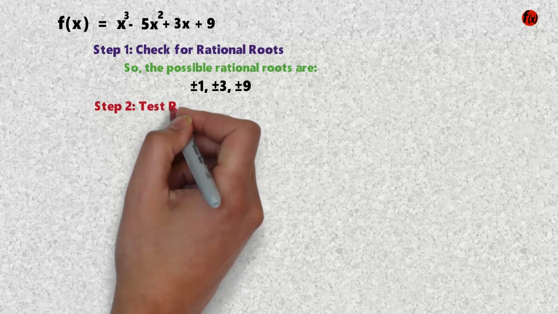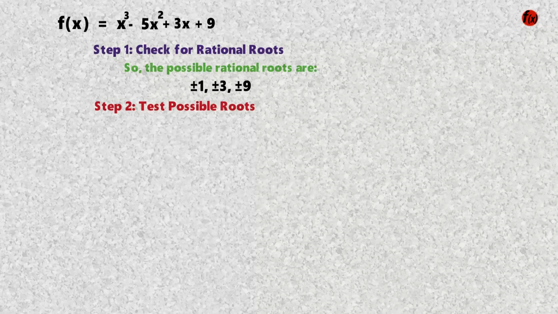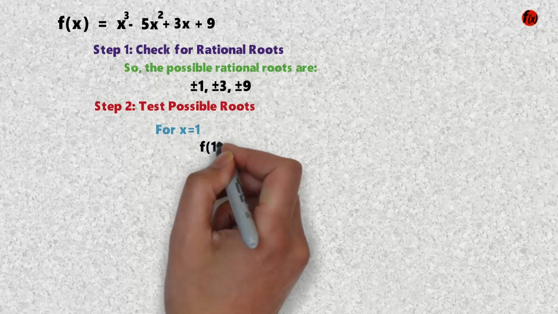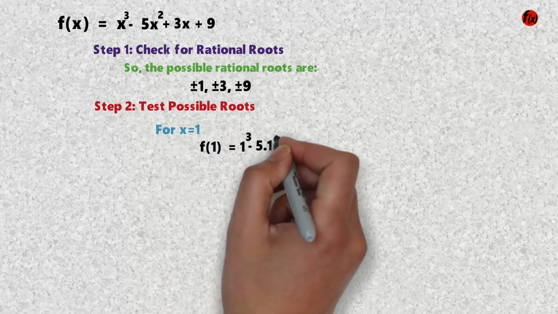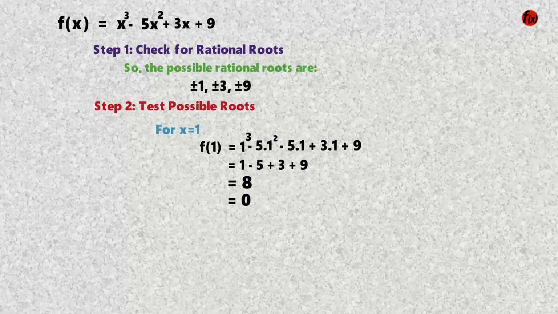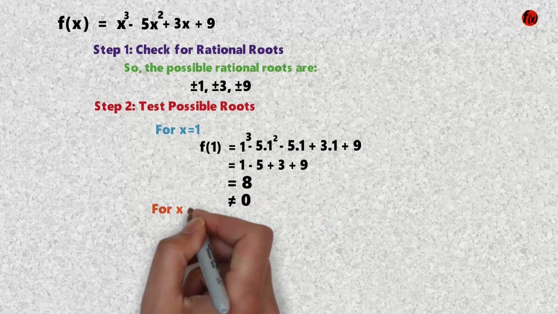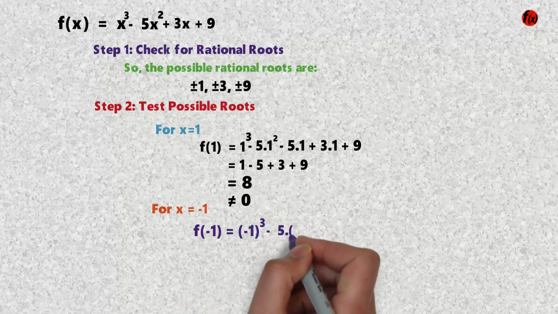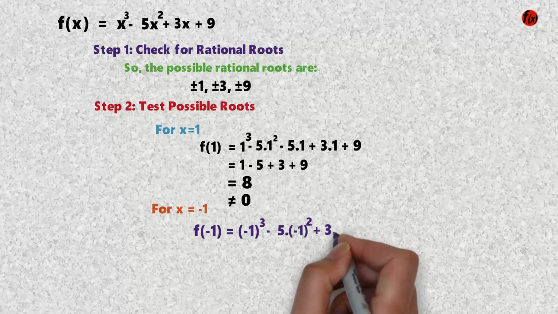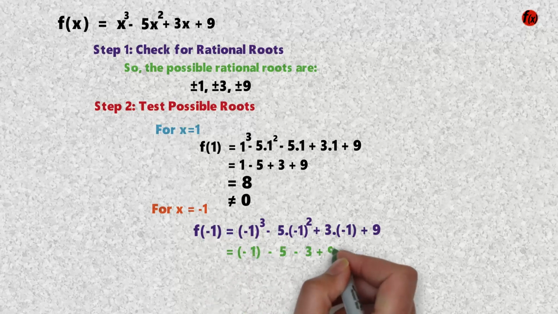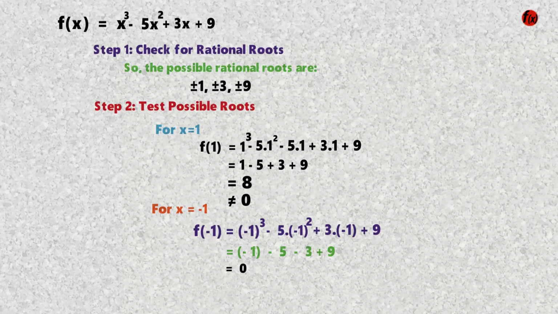Step 2. Test possible roots. We test these possible roots by substituting them into the polynomial. For x equals 1, f of 1 equals 1 cubed minus 5 times 1 squared plus 3 times 1 plus 9, not equal to 0. For x equals minus 1, f of negative 1 equals negative 1 cubed minus 5 times negative 1 squared plus 3 times negative 1 plus 9 equals negative 1 minus 5 minus 3 plus 9 equals 0. So, x equals negative 1 is a root.